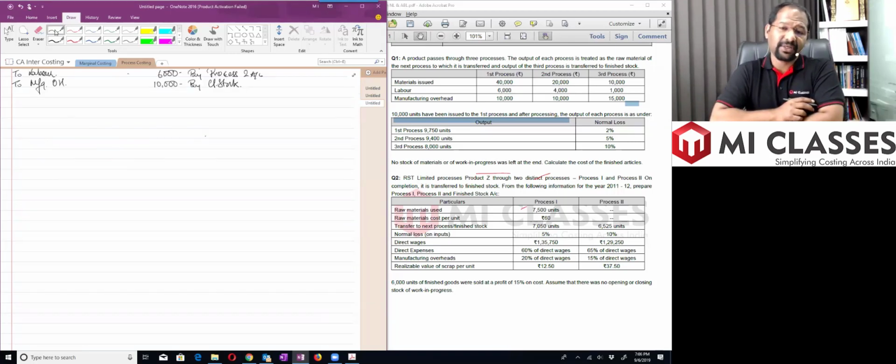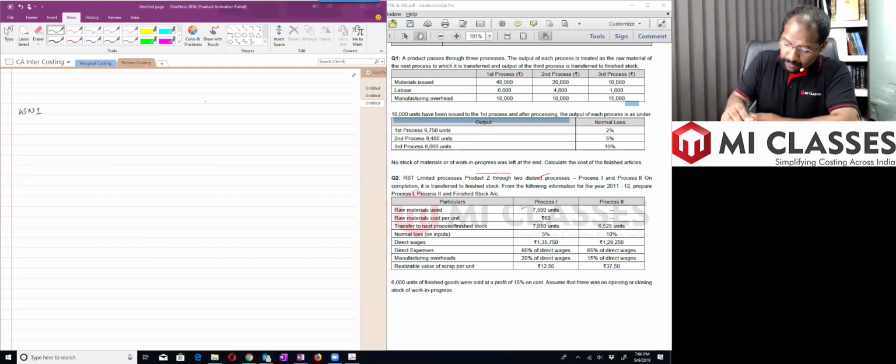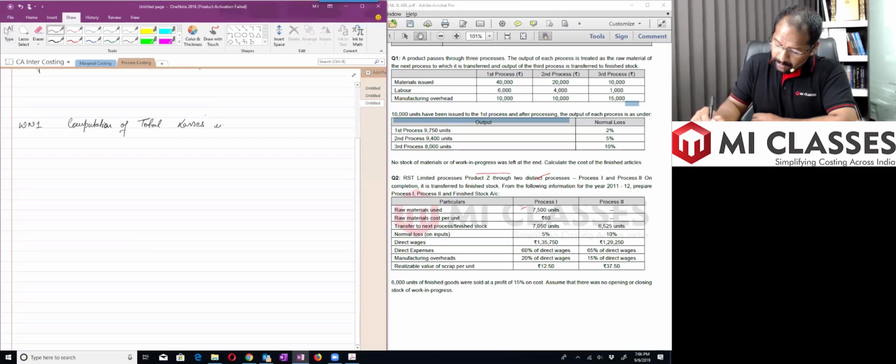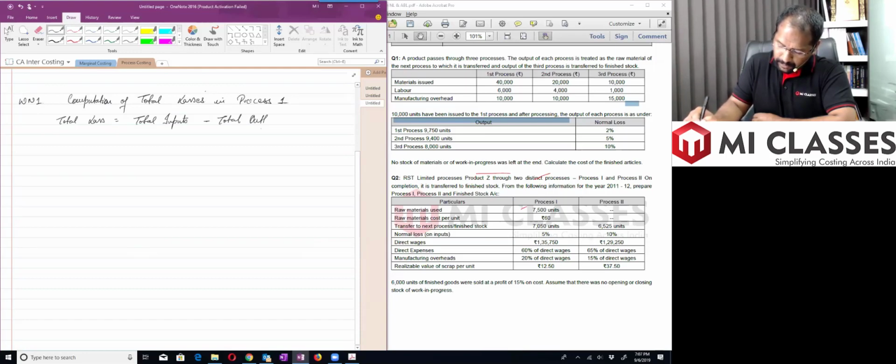Now we'll do working note, wherein we'll compute our total loss. So leave some space, and then we'll start with working note number 1. What are we calculating here? We are calculating computation of total losses in process 1. Now, total loss is equal to total inputs minus total outputs. Now we are calculating this for which one? Process 1. So total loss of process 1 is equal to total inputs of process 1 minus total output of process 1. Very good.